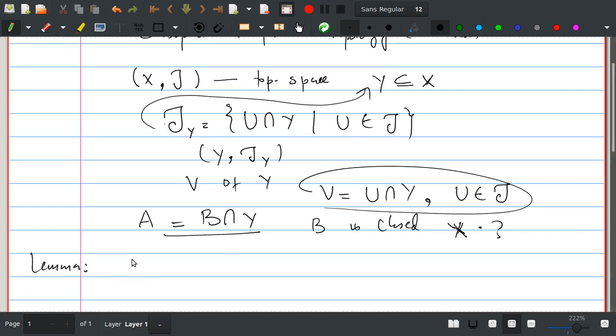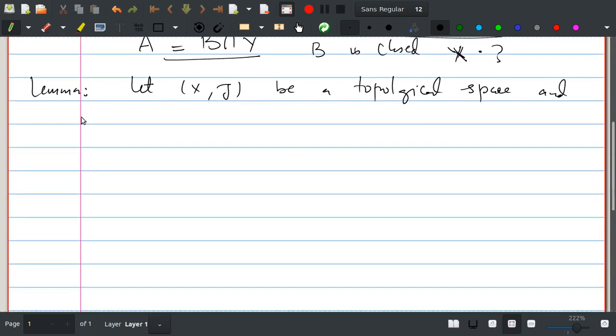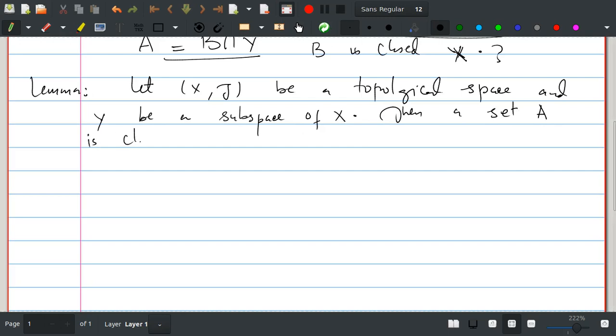So if we consider a topological space, say (X, T), and we consider Y to be a subspace of X, then a set A is closed in Y if and only if A is equal to B intersection Y for some closed subset B of X. So that is what we have to prove.